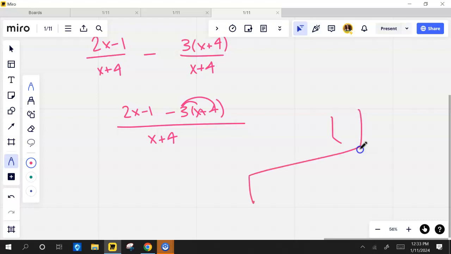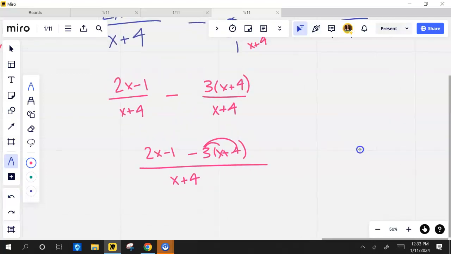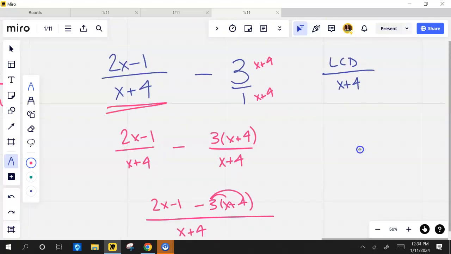Well, I didn't need anything on that first fraction because the denominator was already there. Because it already matched my LCD that I decided.